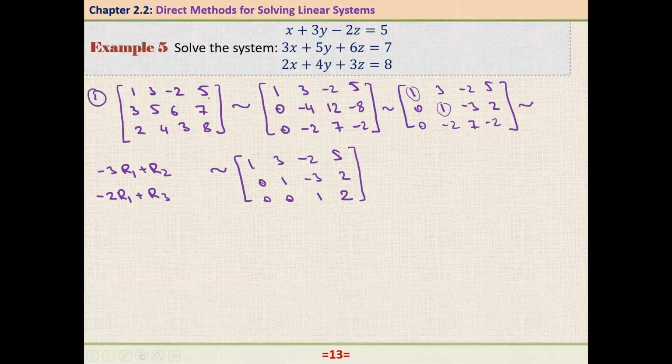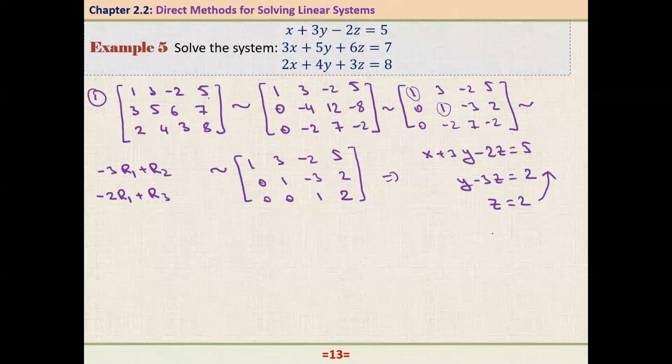So now using back substitution, we have to solve this. If we rewrite this, here we have x plus 3y minus 2z is equal to 5. In the second row, y minus 3z is equal to 2. And the last one is z is equal to 2. Now, applying this to the second equation, y is equal to 2 plus 3 times z. z equals 2, so that is 6, so y is equal to 8.